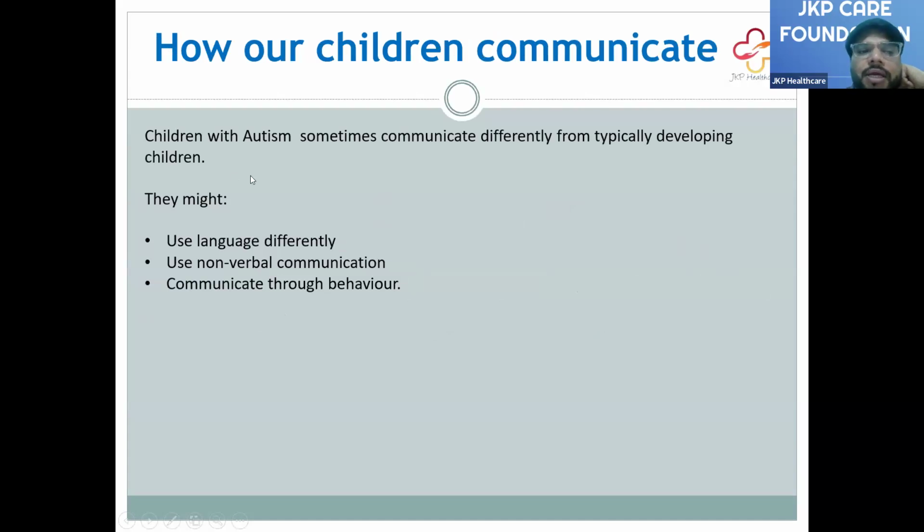So how do our children communicate? They might use language differently, use non-verbal communication, or communicate through their behavior. There are children who use language differently. There are children who use non-verbal communication. And all the children, all the adults, everyone communicates through behavior. You and I also use communication through behavior. So behavioral communication is a universal fact which all of us do. And it has been found not only in human beings, behavioral communication has been found by birth in animals as well.